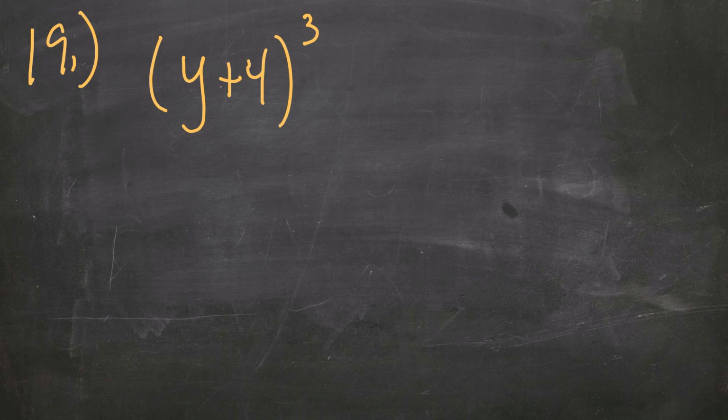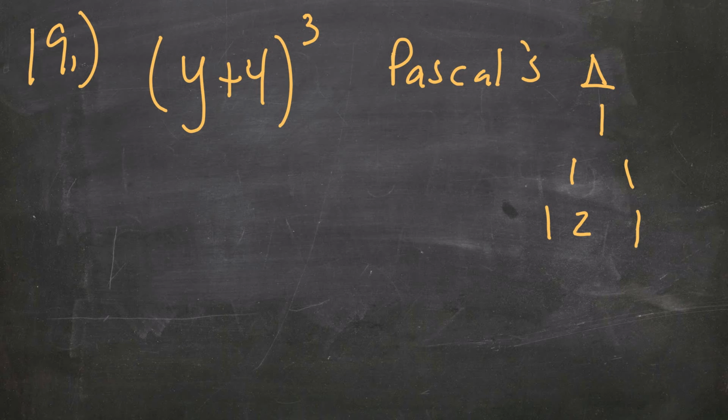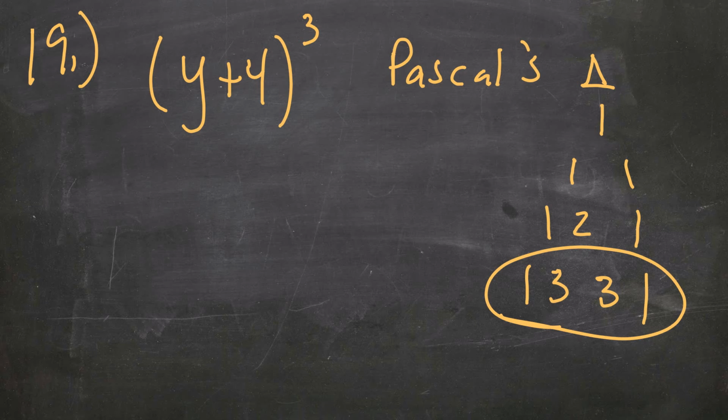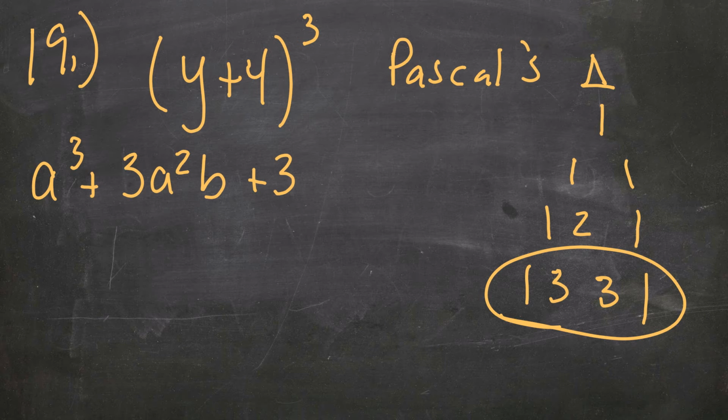Number 19 is the same type of problem, but I'm actually going to use Pascal's triangle because I just think it's a little bit easier. That's where we have the 1, 1, 1, 1, 2, 1, and 1, 3, 3, 1. So we're going to use that because it's the third power. It means we're going to use a cubed plus 3a squared b plus 3ab squared plus b cubed, where y is a and b is 4.